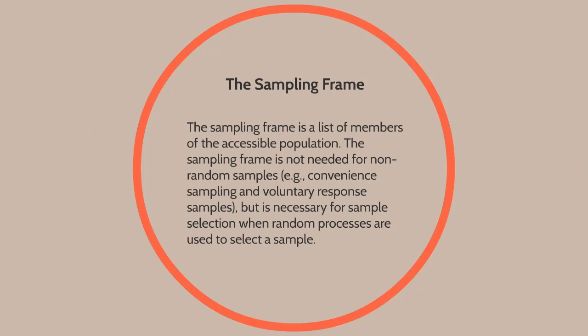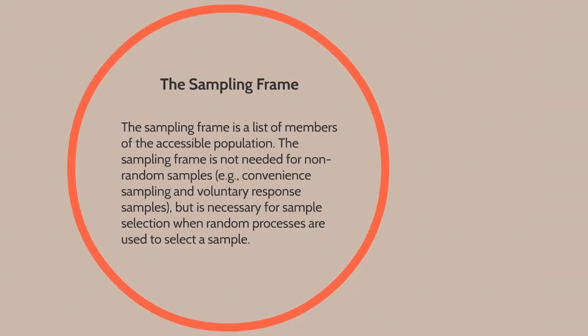It's not needed for non-random samples such as convenience samples, because we're not selecting from anything. We're taking what's convenient. Not needed for voluntary response samples. But when random processes are used to select a sample, we have to have a list to select from. We can't say that everyone has an equal chance of being selected for our sample if, in fact, we don't have a list that we're sampling from. So the sampling frame is simply this list.